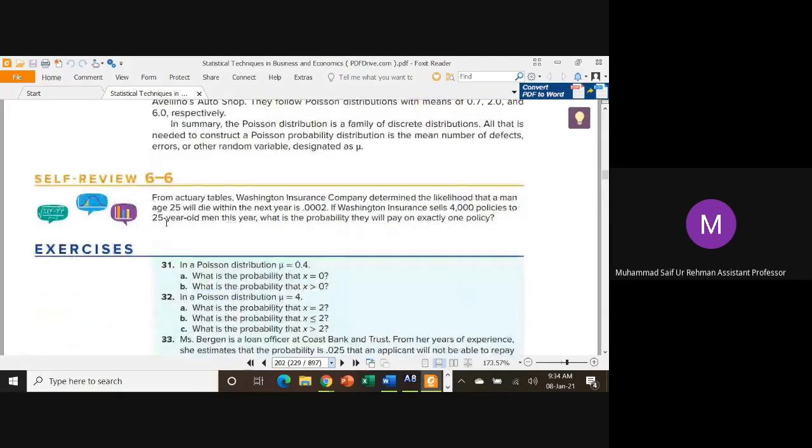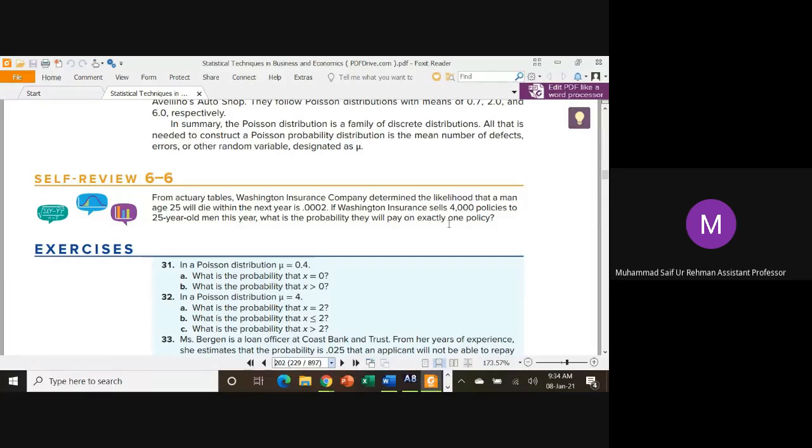Now let us try solving this self-review. From actuary tables, Washington Insurance Company determined the likelihood that a man age 25 will die within the next year is 0.0002.